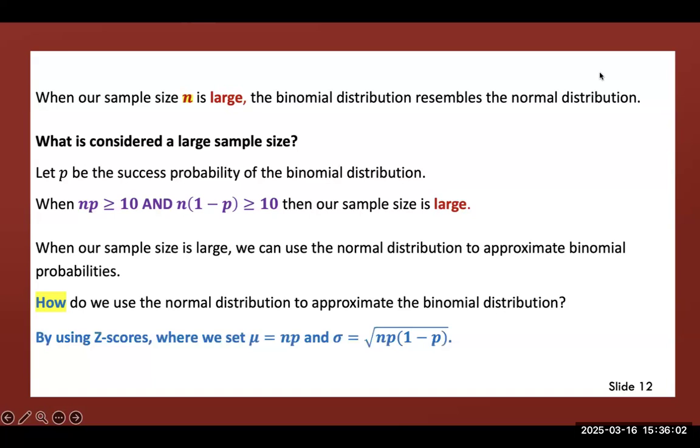So how we can approximate the binomial distribution is we can let the mean be the expected value of the binomial distribution, and the standard deviation is the square root of the success probability times the failure probability times the sample size. So for the next part of this video, we're going to do some examples where we use the normal distribution to approximate the binomial distribution.